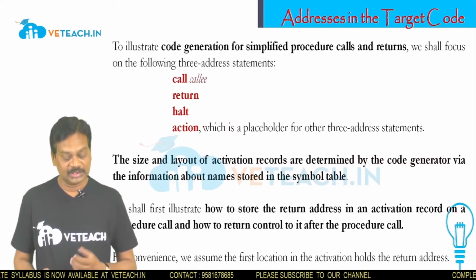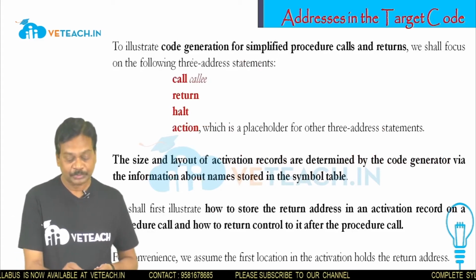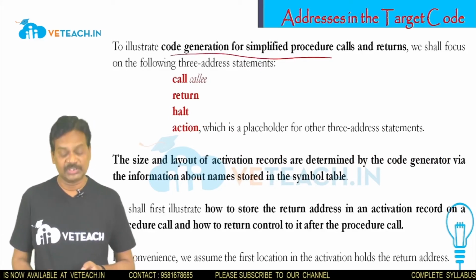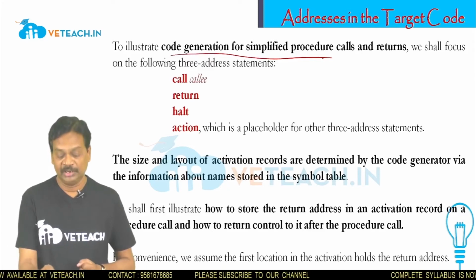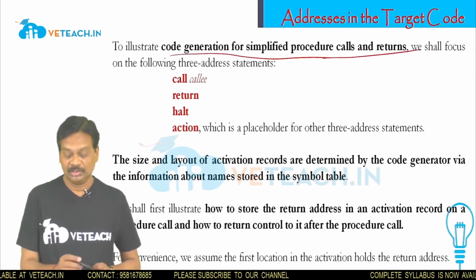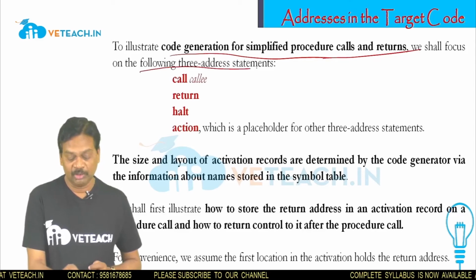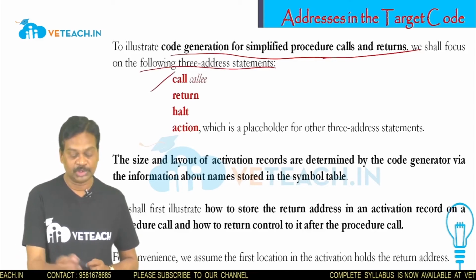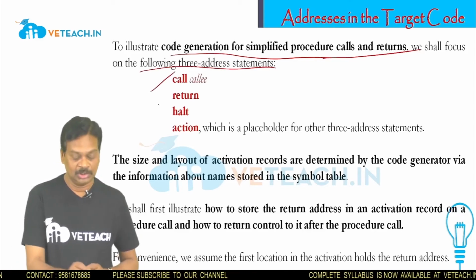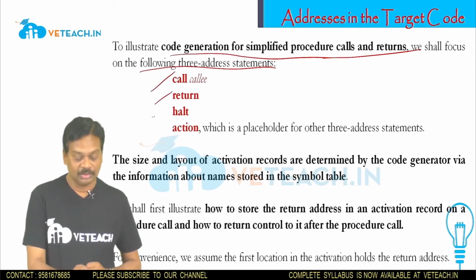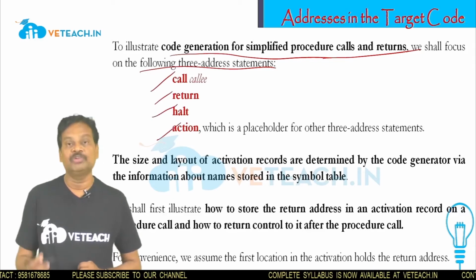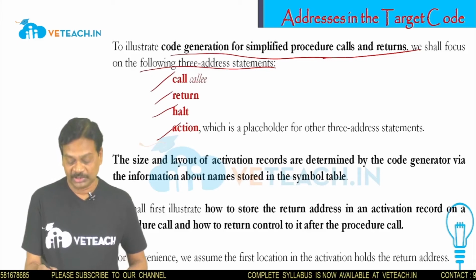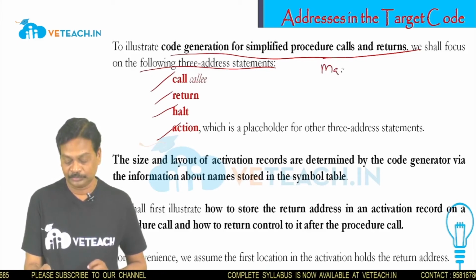Now let us see an example of code generation for simplified procedure calls and returns. We have to focus on the following three-address statements. The first one is call, callee, the second is return, the third is halt, and the fourth is action. So, for example, I am having the main program.